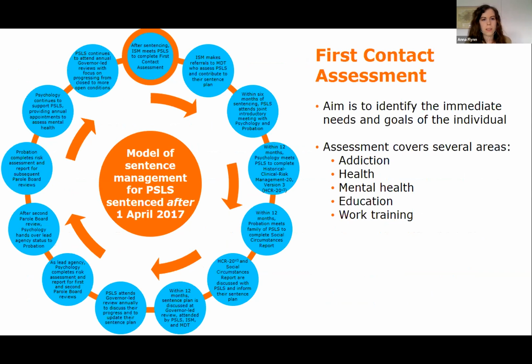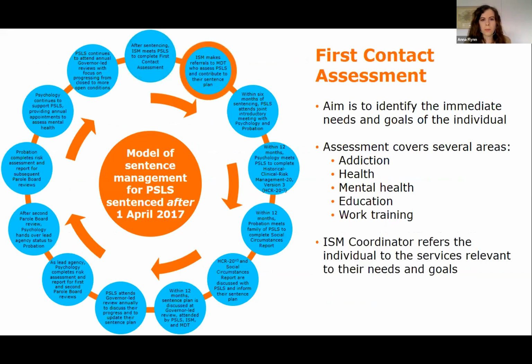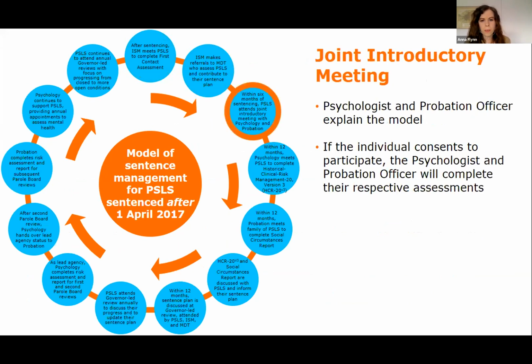So after sentencing, an integrated sentence management coordinator meets the individual to complete a first contact assessment. The aim of this assessment is to identify the immediate needs and goals of the individual, and it covers several areas such as addiction, health, mental health, education, and work training. So following the assessment, the ISM coordinator then refers the individual to the services relevant to their needs and goals, and they assess the individual and contribute to their sentence plan. Within 6 months of sentencing, the individual attends a joint introductory meeting with a psychologist and a probation officer who explain the model, and if the individual consents to participate, the psychologist and probation officer will complete their respective assessments.